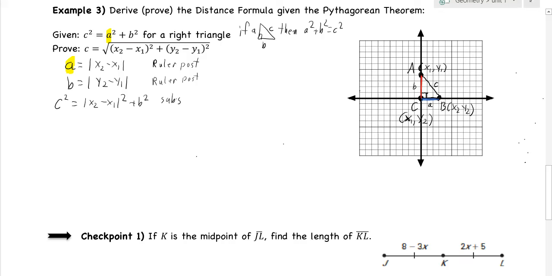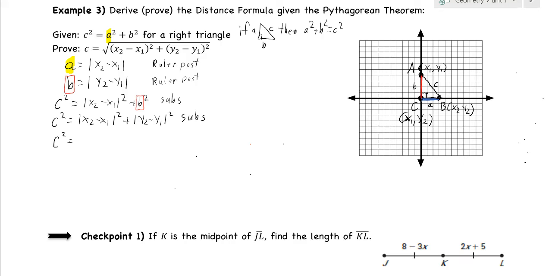So now we're going to substitute again, but this time we're going to substitute the B. We're not substituting into the given, we're substituting into the line that we just made. So keeping everything in that line the same, except for the B, which we're replacing with what we know the B equals. All right. So we have c squared equals the absolute value of x2 minus x1 squared.